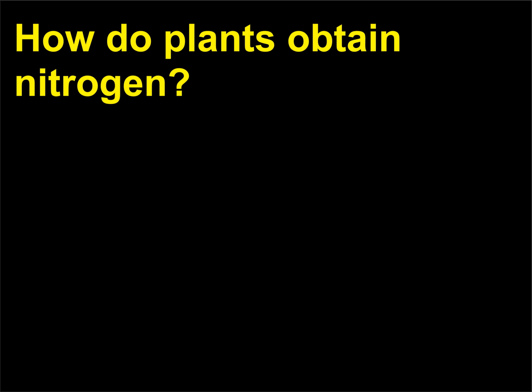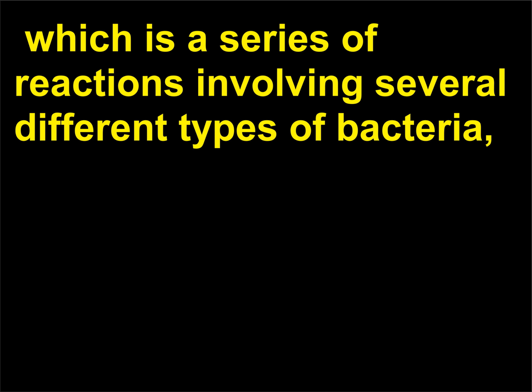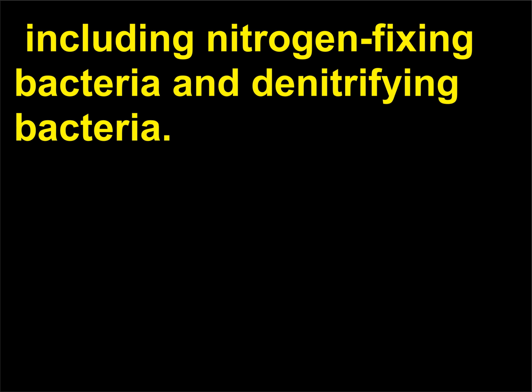How do plants obtain nitrogen? The primary way that plants obtain nitrogen compounds is via the nitrogen cycle, which is a series of reactions involving several different types of bacteria, including nitrogen-fixing bacteria and denitrifying bacteria.